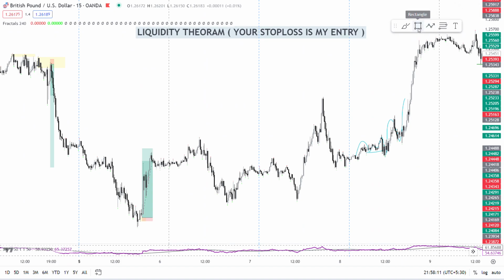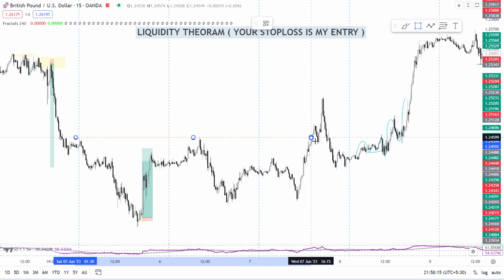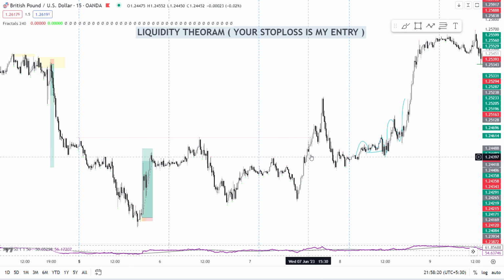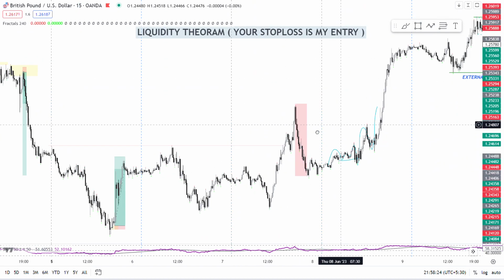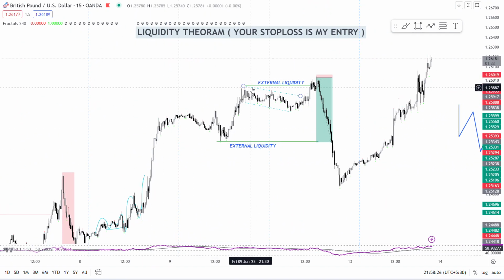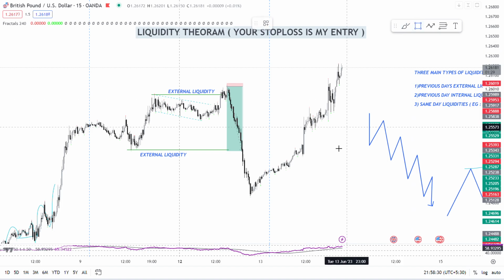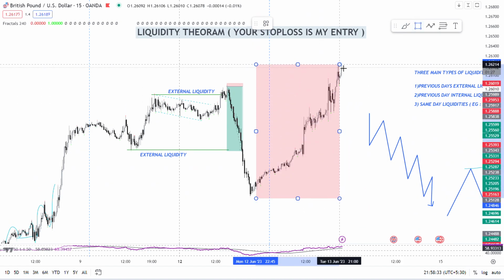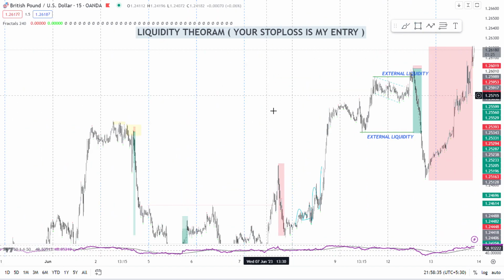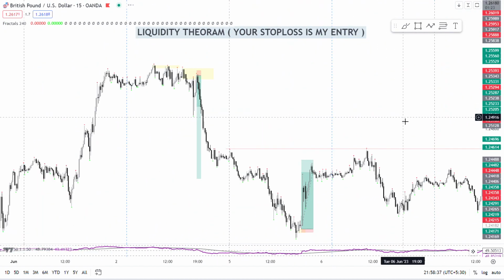Let's identify the previous day's liquidities. These are the previous day liquidities. Previous day liquidity is taken out. This is the pullback, and we can catch this pullback. Again, same thing: previous day liquidity is taken out, pullback, previous day liquidity is taken out. Again, an impulsive move going upwards. This is how the real market moves in this context.